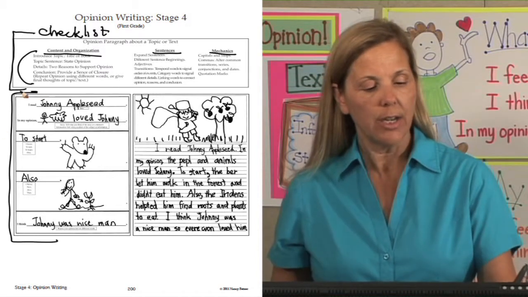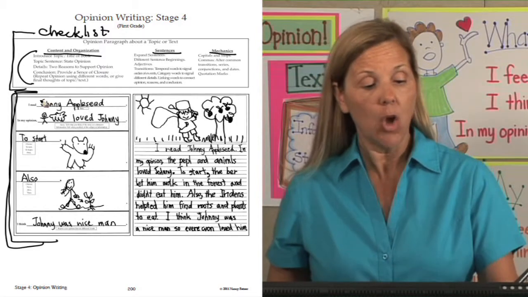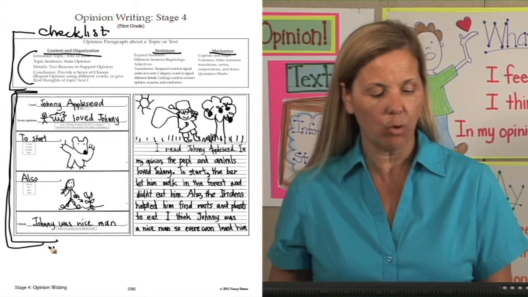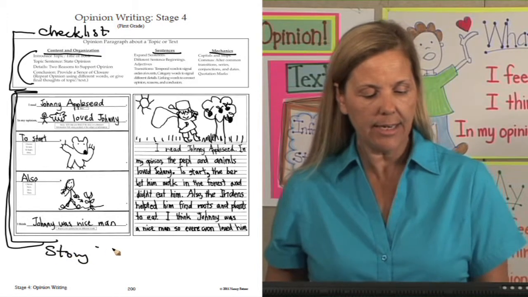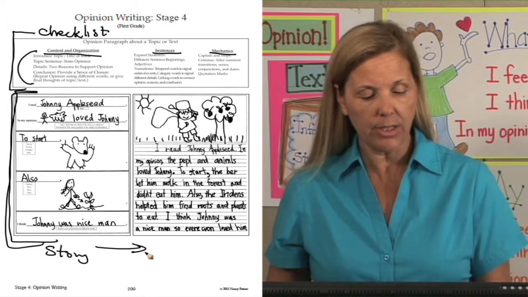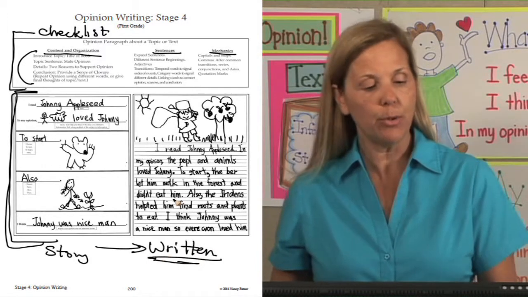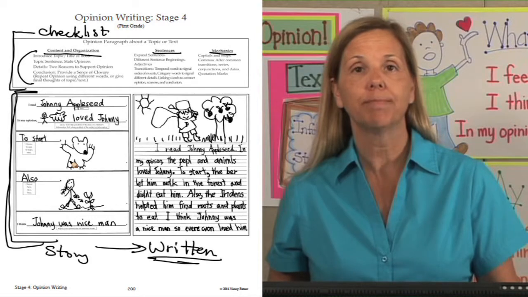This is for you to assess your students' writing at Stage 4. Underneath the checklist is a sample organizer already completed by a student. And in this case, this organizer was for an opinion about a story. And then connected right next to it is their written final piece of writing that they produced from this organizer.